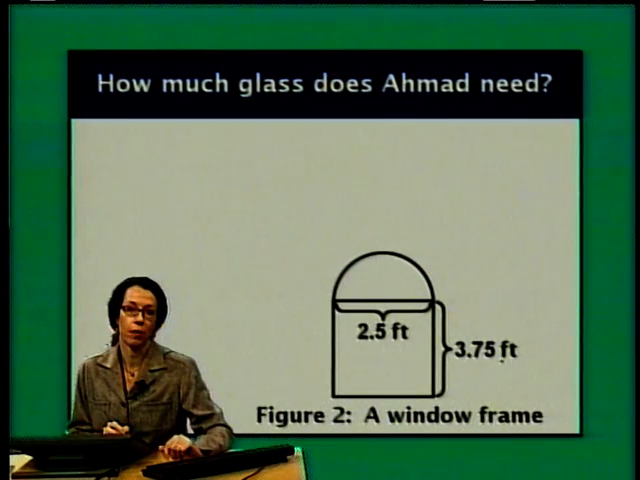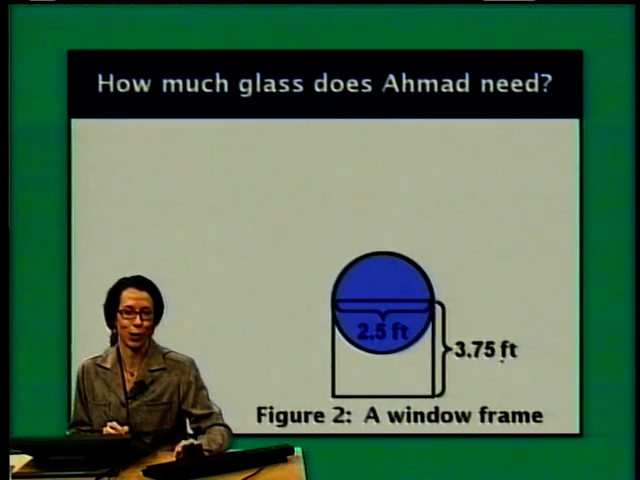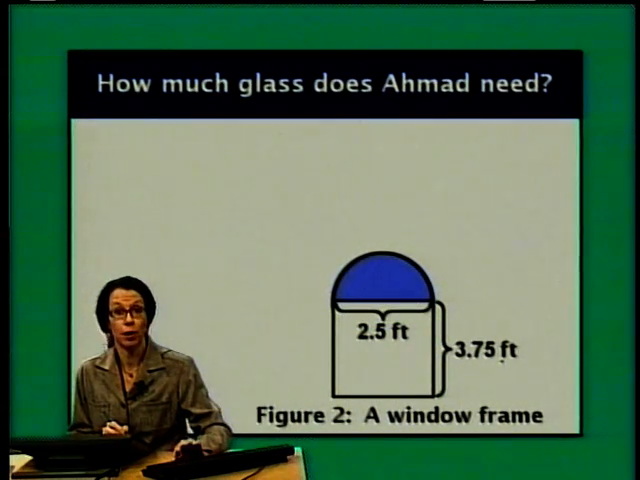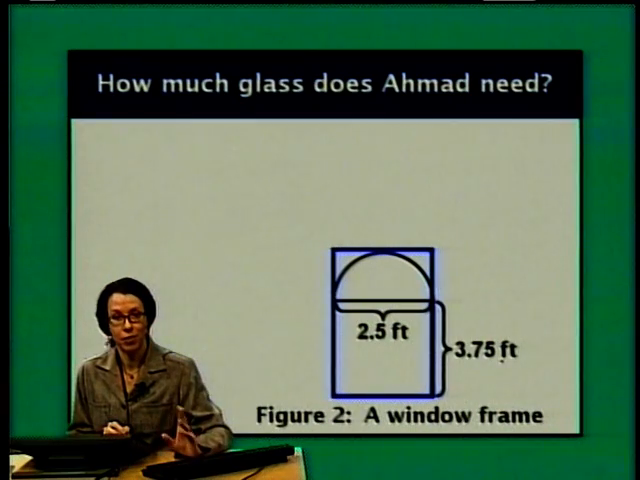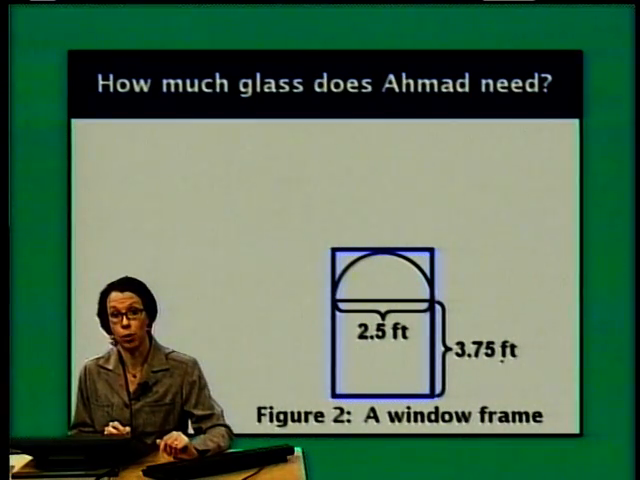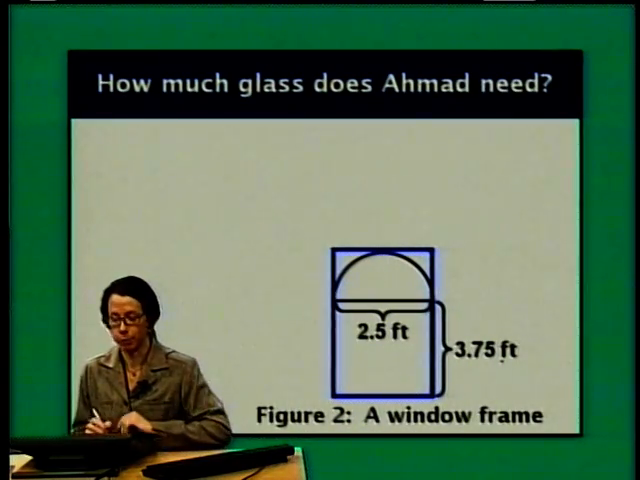So here's a picture of the window that Ahmad is working with. We can see that it's made up of a rectangular portion and a circular looking portion, but we're only interested in the top part of the circle. So we have a semicircle on top of a rectangle. Now, Ahmad is buying the glass in a rectangular sheet. So we need to figure out the size of the rectangle this window will fit into. So the first thing we need to figure out is the size of this sheet.